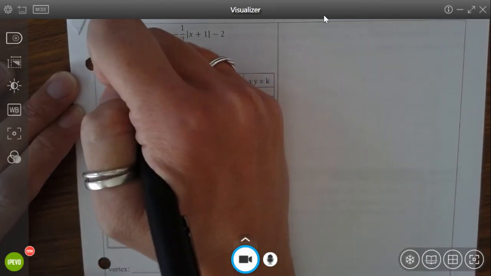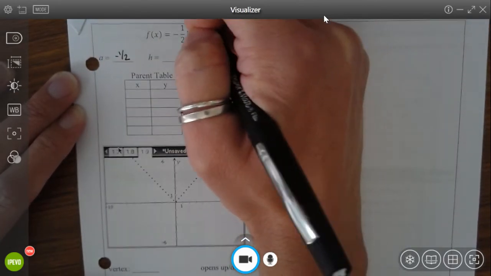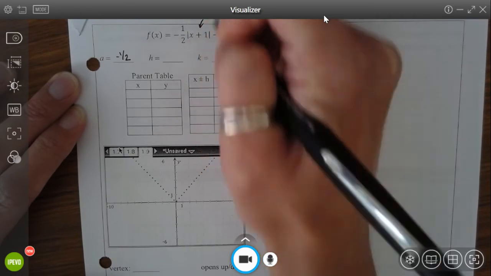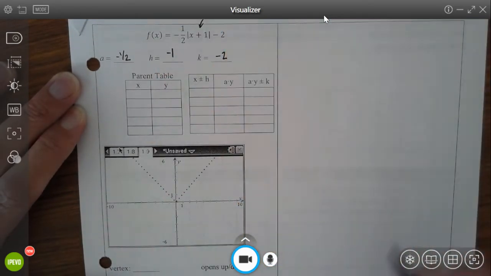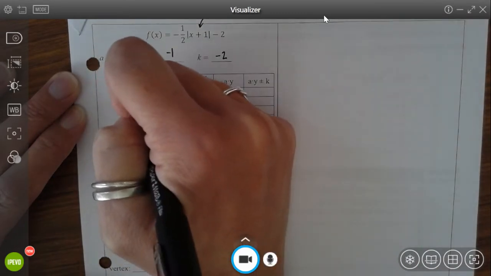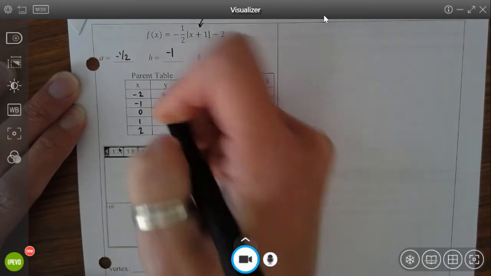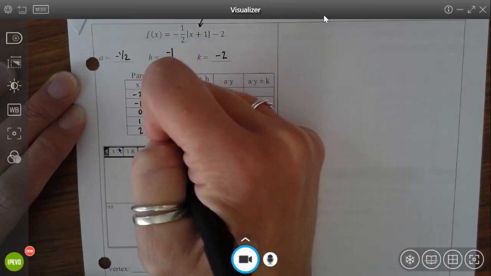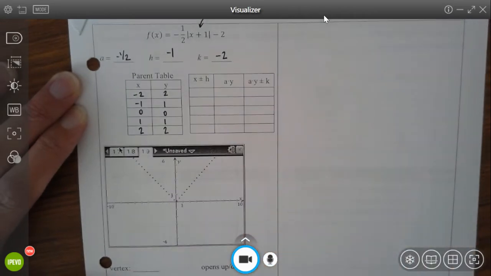So here our a value is -1/2. Our h value, again, be careful here. This is really x minus a -1. So our h is -1, and then our k is going to be -2. So our parent table of values, I'll go ahead and fill in the x values: -2, -1, 0, 1, and 2. The y values: 2, 1, 0, 1, and 2. Again, that's the same parent table that we filled out a bunch of times in class.